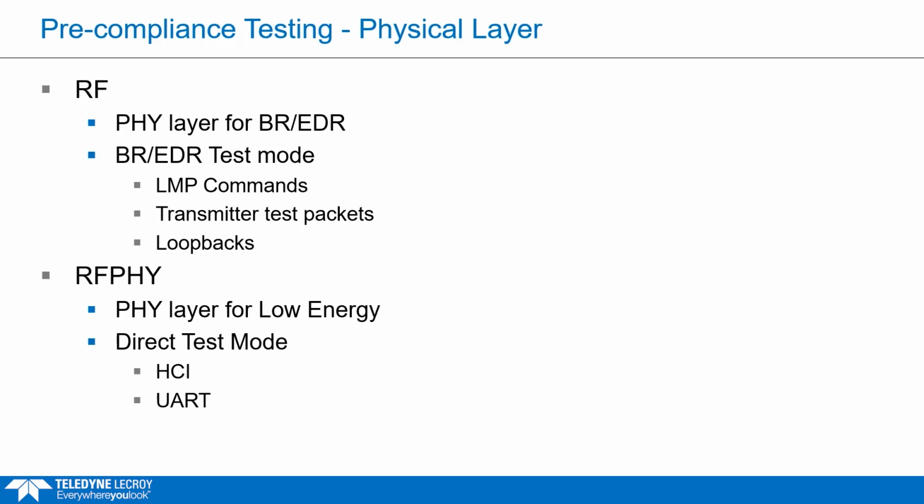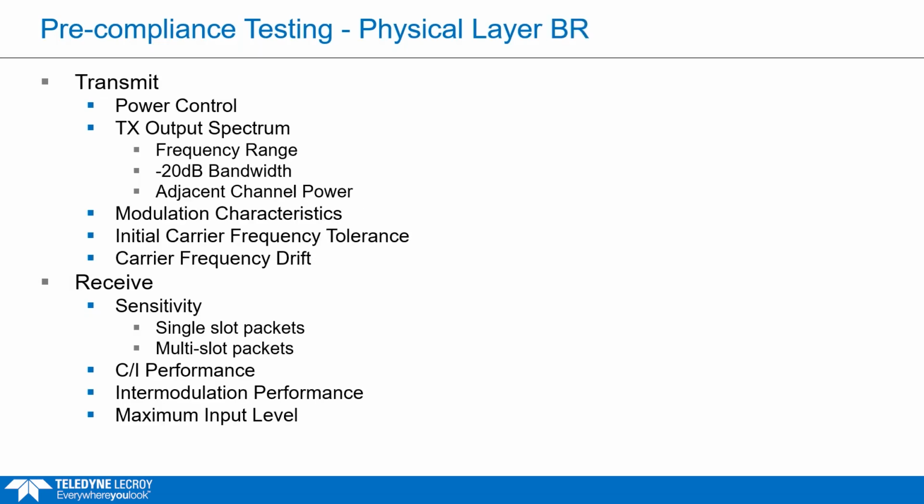And the direct test mode is set up using either HCI or through a UART interface, 2-wire in this case. And each DUT has to implement one of those 2 methods, the direct test mode methods, in order to be able to test the low energy PHY layer.